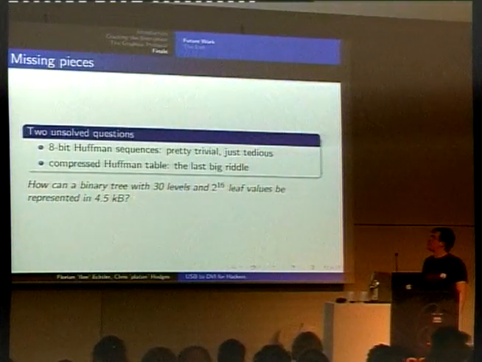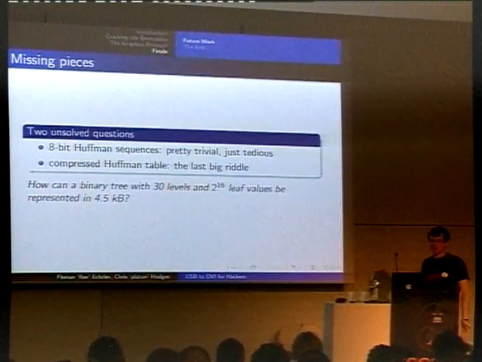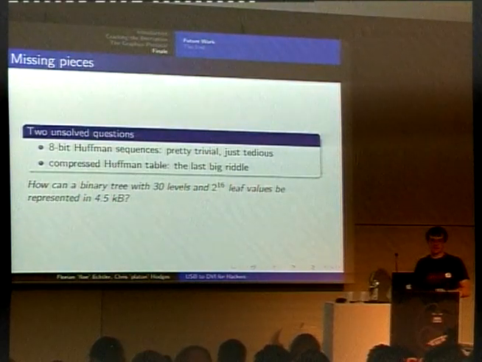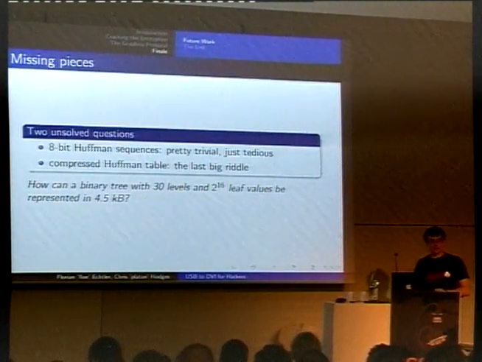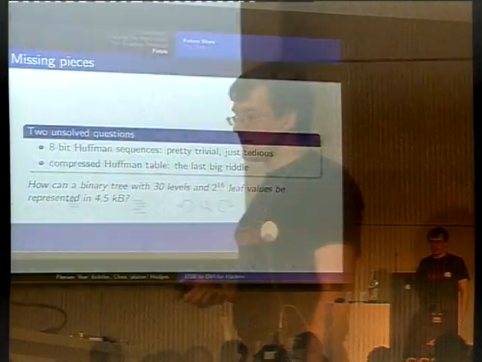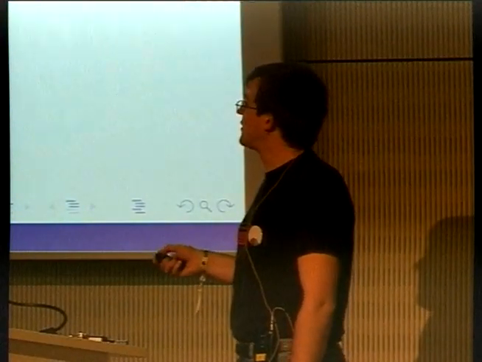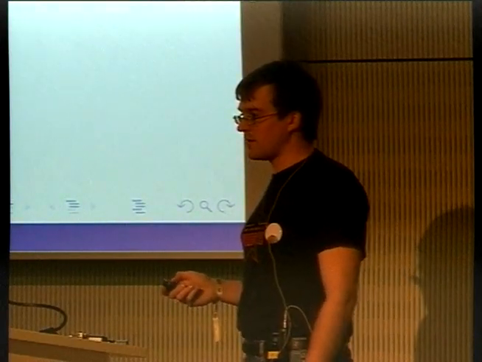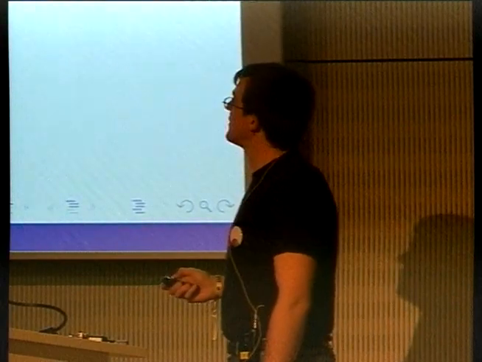The important part, however, is the compressed Huffman table. The Huffman table is a binary tree which has up to 30 levels. So the longest bit sequences are 30 bits. And there are 2^16 leaf values, all of the difference values. And this entire tree is obviously somehow represented in the 4.5 kilobyte table which is sent to the device. The tree doesn't seem to have any obvious structure, but somehow it's still represented in there.